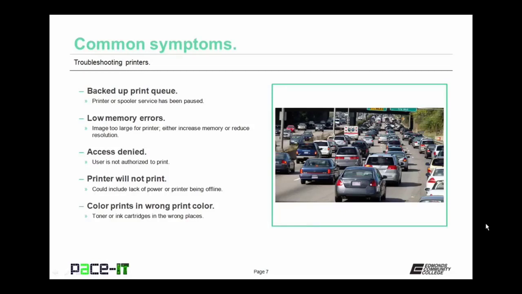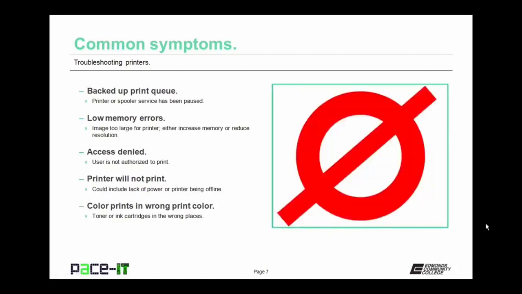You may get a low memory error. That means that the image that you're trying to print is too large for the printer. You can either increase the memory in the printer or reduce the resolution of the image. An access denied error is usually caused by the user not being authorized to print. If the printer just will not print, well, then you need to look to see if it's plugged in and turned on. Is it online or offline? Those are common things that you can look at to fix that problem.